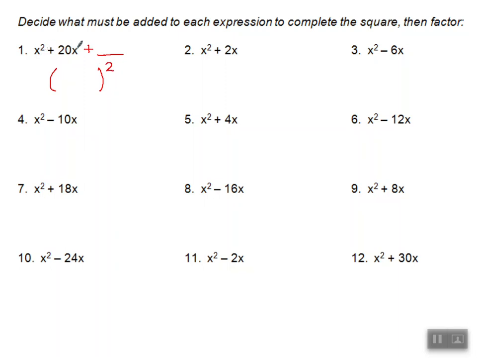So x squared plus 20x plus what? Half of 20 is 10, and 10 squared is 100. That's the perfect square that would make this a perfect square trinomial. And then that will factor into the square root of x squared is x. I have a plus sign. The square root of 100 is 10. So here's my trinomial, and here are the factors. Practice all the other ones and bring that with you to class so we can check.